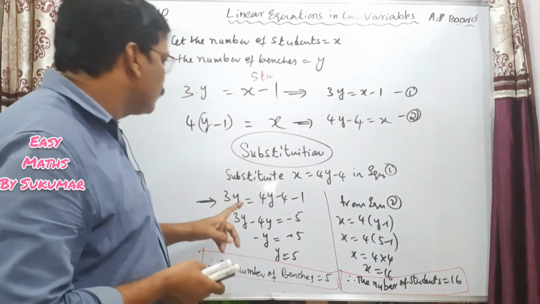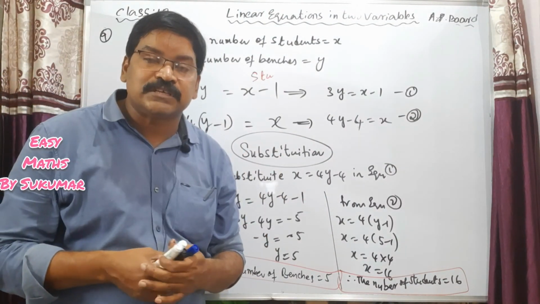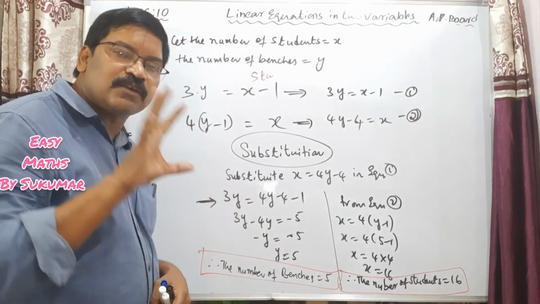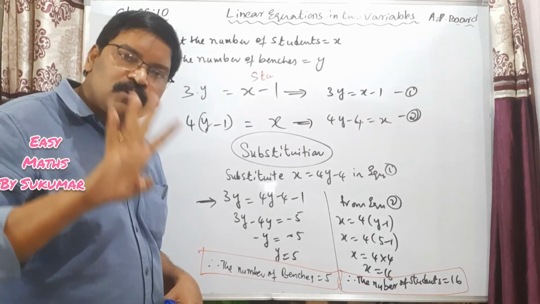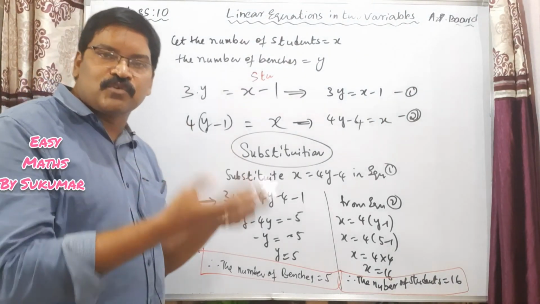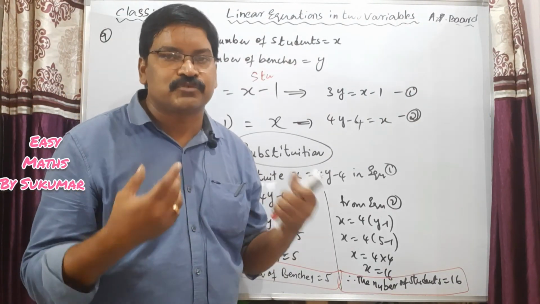Okay. The next case, 4 students are sitting on each bench, 1 bench will be left. That means the number of benches is 5. If you remove 1 bench from 5, 4 will be left. That means 4 into 4 is equal to 16. It is exactly equal to the number of students.